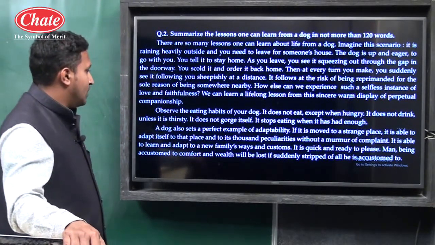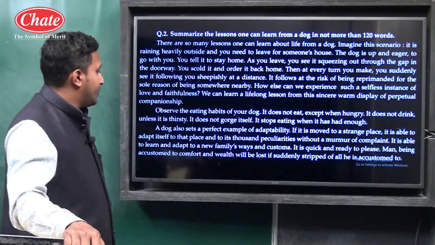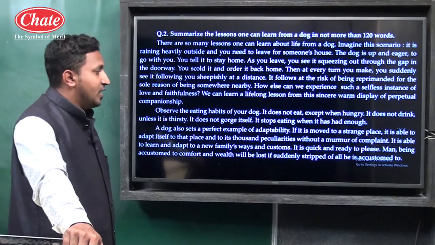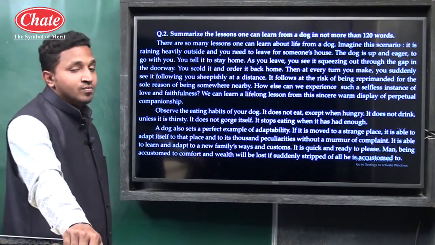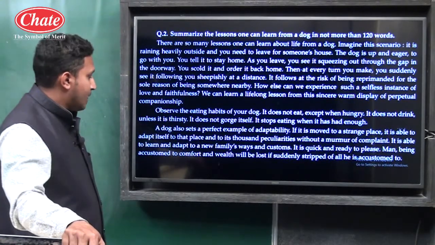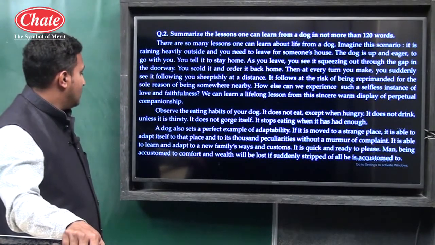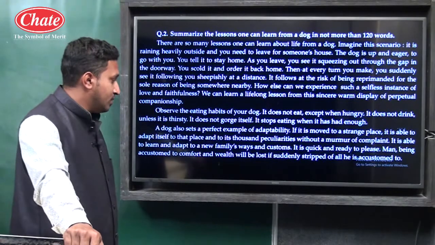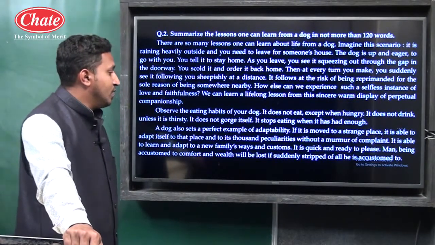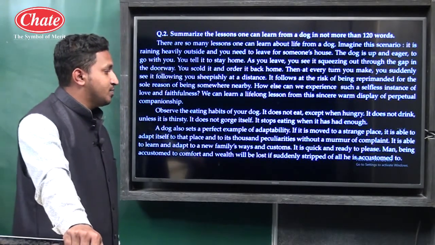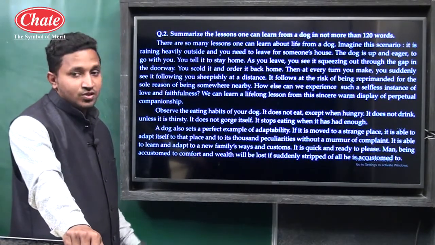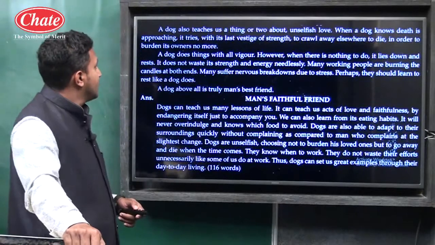It is able to learn and adapt to a new family's ways and customs. It is quick and ready to please. Man, being accustomed to comfort and wealth, will be lost if suddenly stripped of all he is accustomed to. This is the passage here.